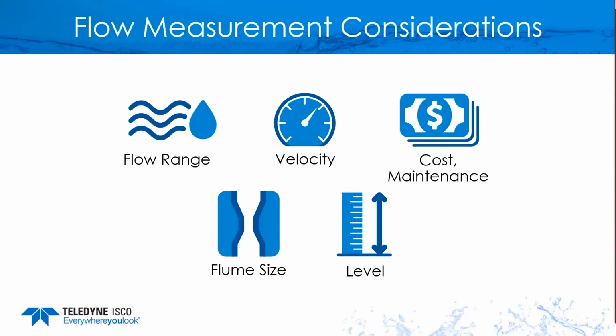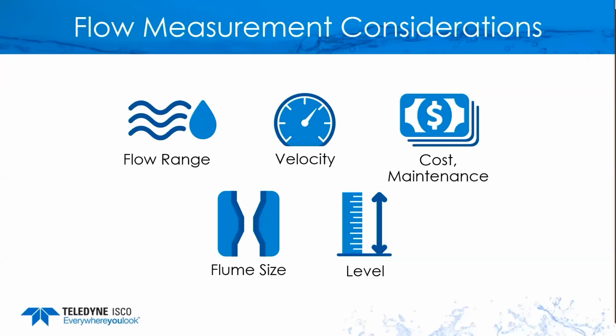Then the level is going to be a consideration. So depending on how deep your water is, if you have really low levels, less than an inch, a wetted sensor may not be the right option for you. And then it's also going to determine what size of flume you may need.